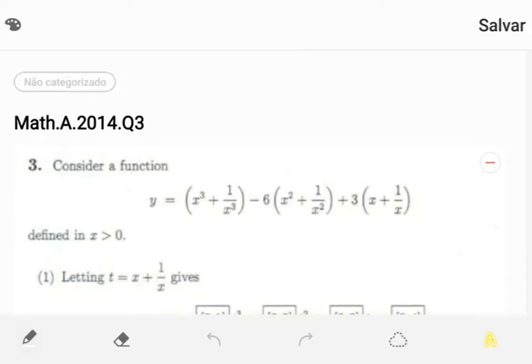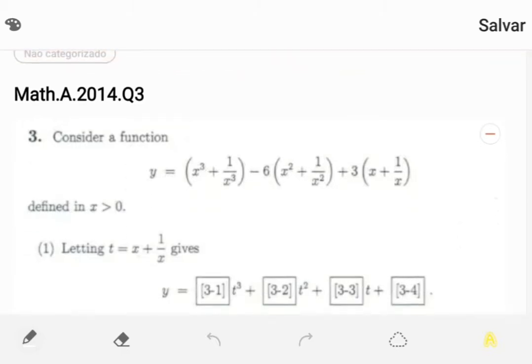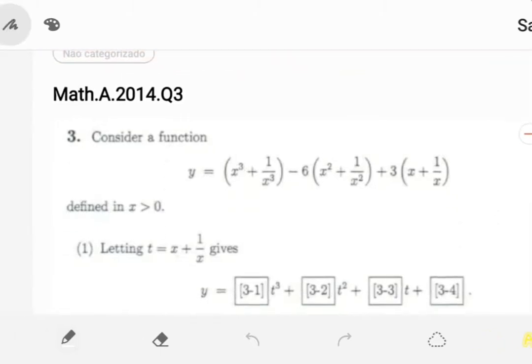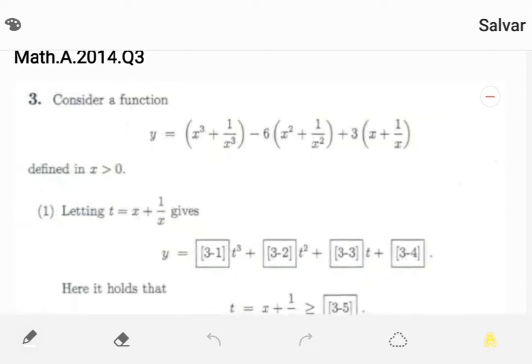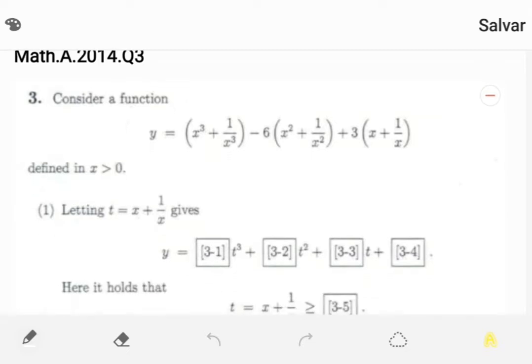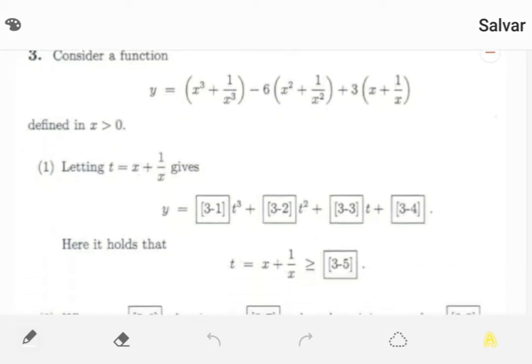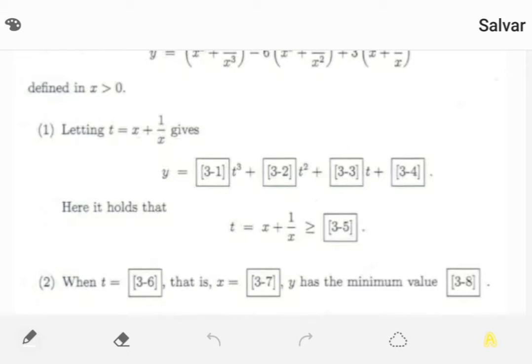So, hello everyone, let's solve MEXT.Math.A 2014 question 3. So, he's telling you to consider this function over here, defined for x bigger than 0. This is important for us, okay? So, defined for x bigger than 0. So, x is bigger than 0.